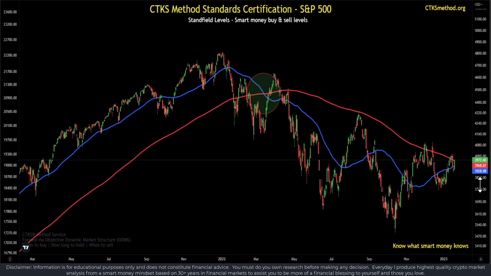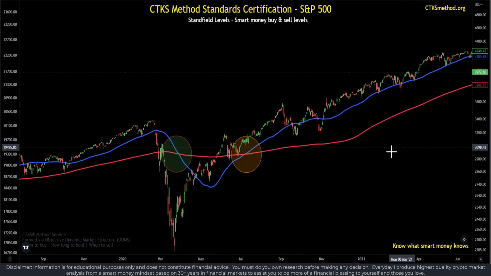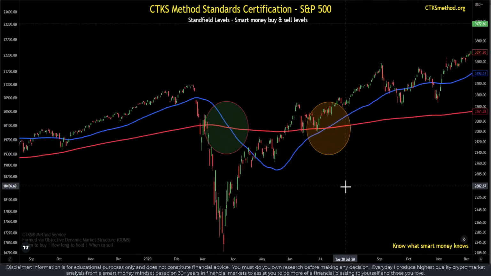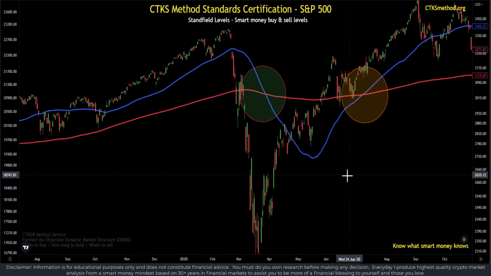When we do the CTKS Method Standards Certification process on our charts, we don't pay too much attention to these particular lines, but I want to show you because you need to understand what the retail market is looking at. How would retail actually look at this particular price momentum? Well, they would look at where a cut occurred and then go back in time and try to figure out what could happen next based on what happened in the past. That is story-based analysis.